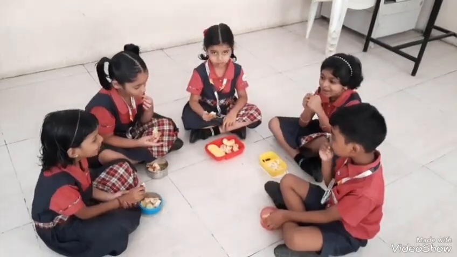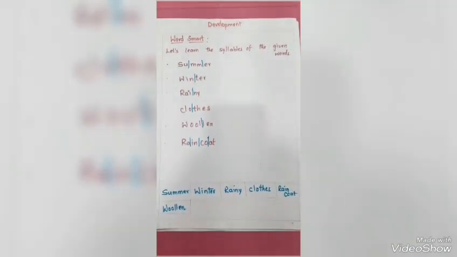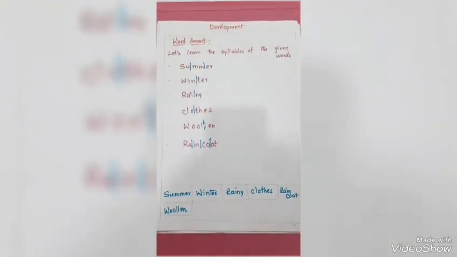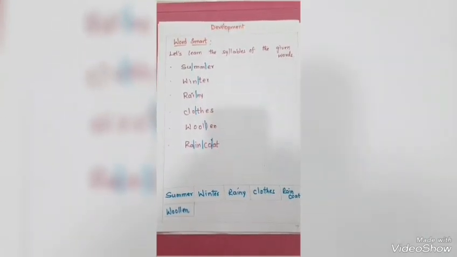Word smart. Let's learn the syllables of the given words. S-U-M-M-E-R, summer. W-I-N-T-E-R, winter. R-A-I-N-Y, rain.